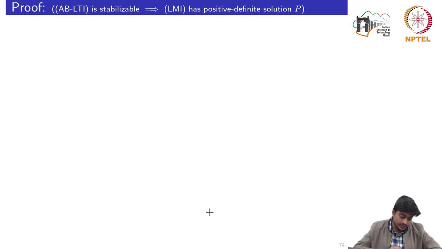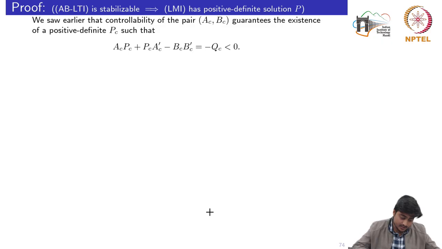The other direction of this implication: that the pair AB is stabilizable implies that the LMI has a positive definite solution. So we already know that the pair AB is stabilizable, and if AB is stabilizable, we can decompose it into the controllable part and the uncontrollable part. Stabilizable means that all the uncontrollable eigenvalues are on the left hand side. So we'll go step by step.